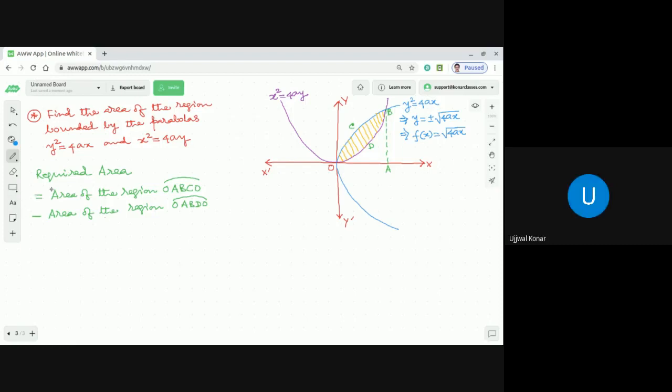Now, dear students, how can we find the area of the region OABCO? That should be the integration from 0, that is the origin, to the x coordinate of A. I am not writing it here, I'll write it after some time, so I am giving a star. That is the x coordinate of A, of y dx. That is f(x) dx.